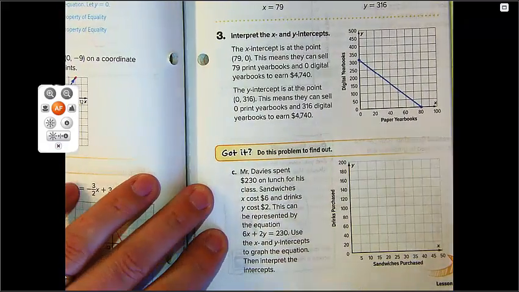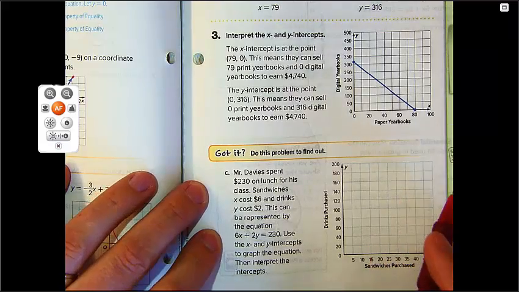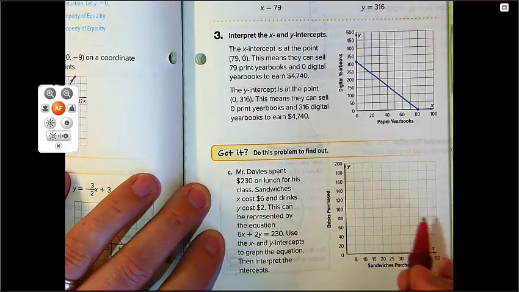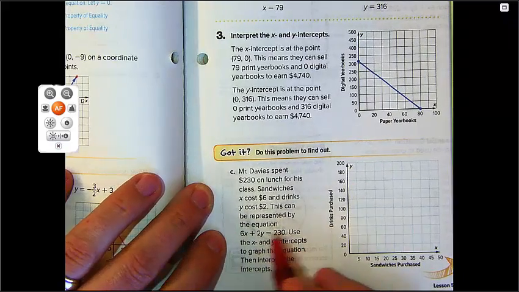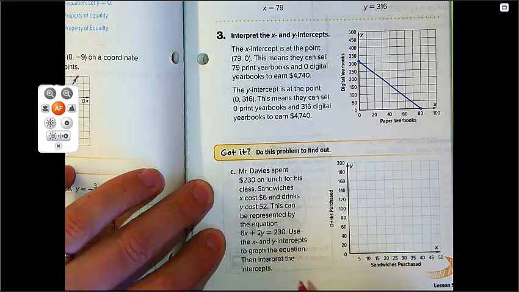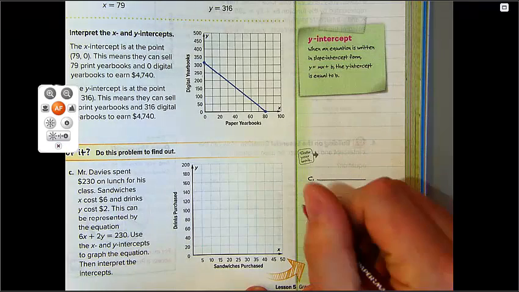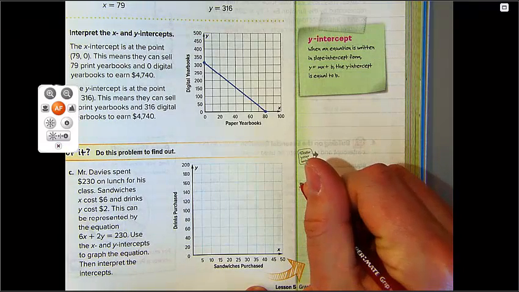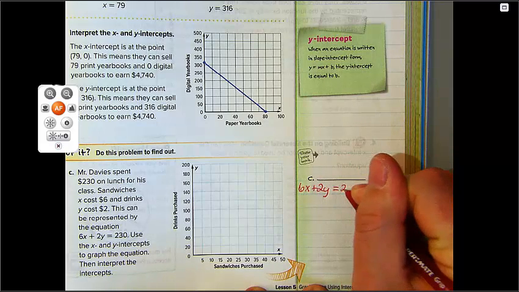It says, Mr. Davies spent $250 on lunch for his class. Sandwiches x cost $6 and drinks cost $2. This can be represented by the equation 6x plus 2y equals 230. Use the x and y intercepts to graph the equation, then interpret the intercepts. So, out to the side, I'm going to write that equation. 6x plus 2y equals 230.